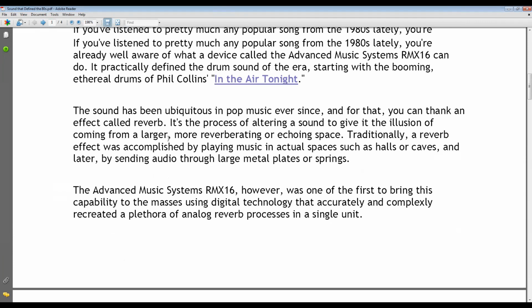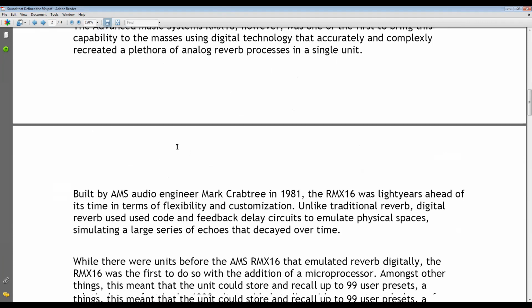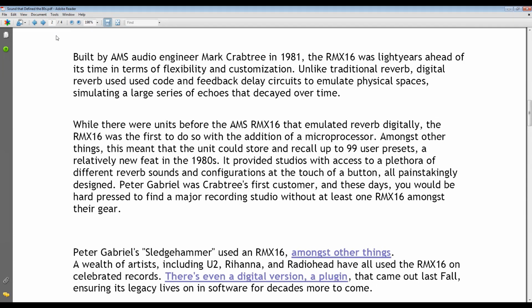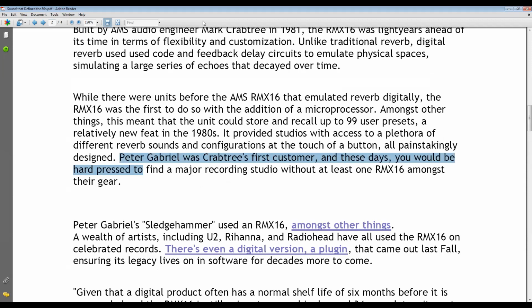Which page? There it is, his first customer. So this is page 2 right here of 4. So go back to our quotation sandwich, blank, and we'll say 2. And then there is a period, because remember, it's quotation, close quotation.